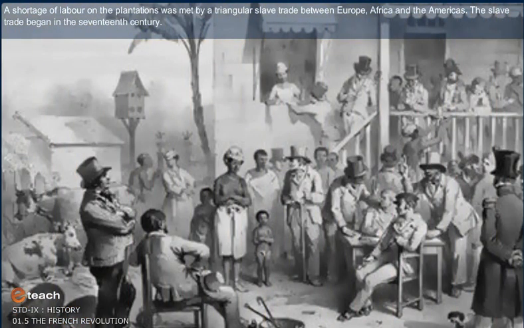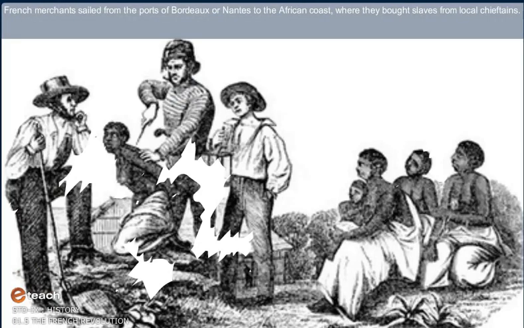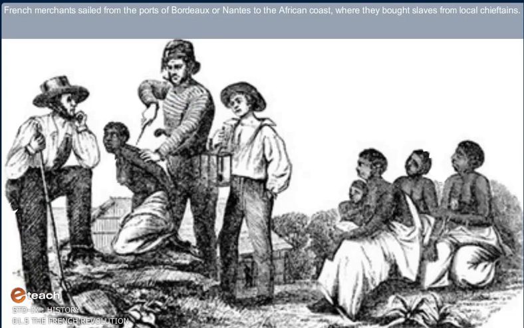A shortage of labor on the plantations was met by a triangular slave trade between Europe, Africa, and the Americas. The slave trade began in the 17th century. French merchants sailed from the ports of Bordeaux or Nantes to the African coast, where they bought slaves from local chieftains.